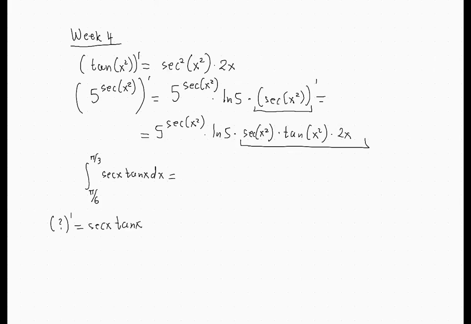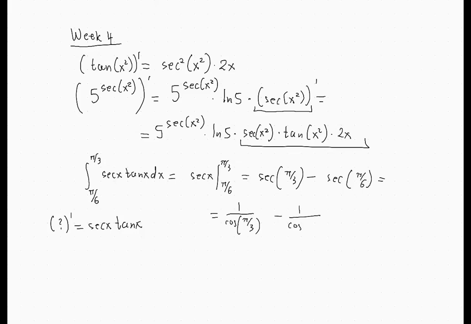So this is going to give us secant of x from pi over 6 to pi over 3, which is secant of pi over 3 minus secant of pi over 6. And let's recall that secant is 1 over cosine. So this will be 1 over cosine of pi over 3 minus 1 over cosine of pi over 6. Now, what is cosine of pi over 3? Cosine of pi over 3 is 1/2. So this is 1 over 1/2 minus, and cosine of pi over 6 is square root of 3 over 2. So this will be 2 minus 2 over square root of 3.